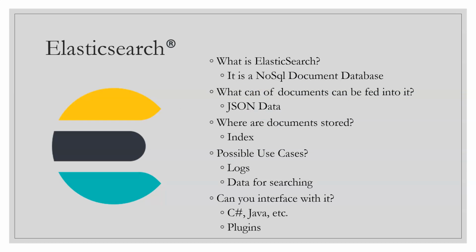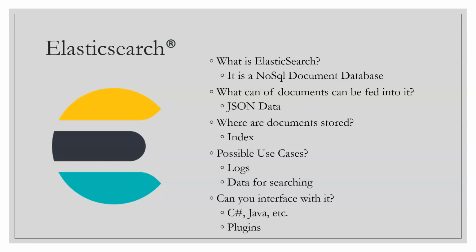Elasticsearch really is just a NoSQL document database, and you can feed JSON data into it. That's really what it is. They're stored in these things called indexes, and possible use cases for it, primarily for us, is logging. So we have structured logging where we integrate with Serilog and feed the logs over. Other things I've used it for is data for searching, like pre-populating drop-downs, autocompletes, other things like that. It's using Elasticsearch's transformations. It's really, really cool, and I will cover that in this series.